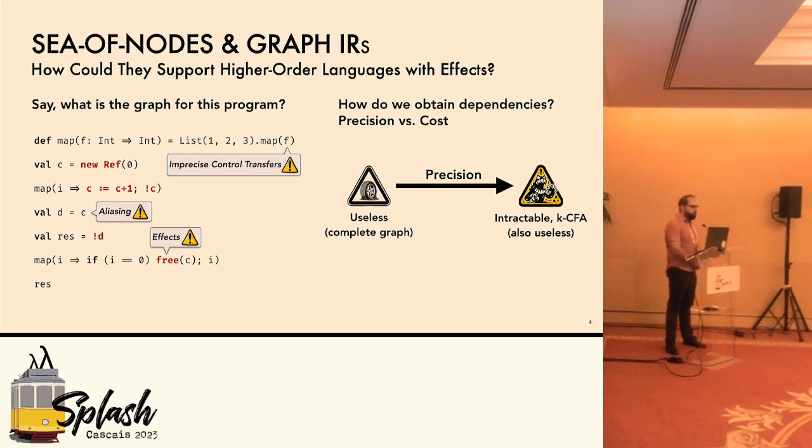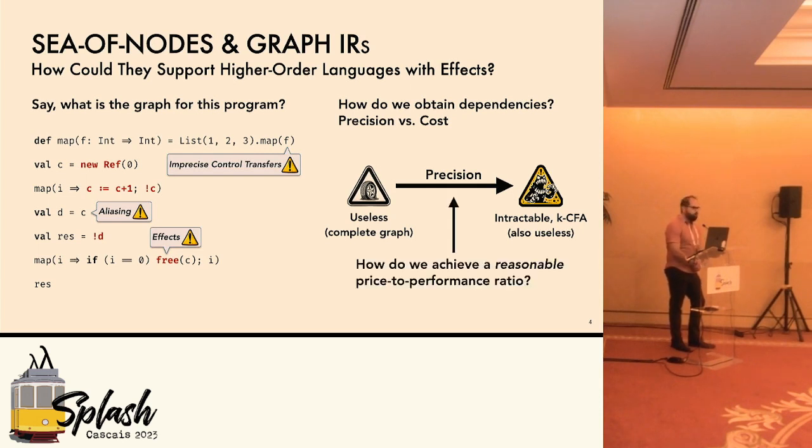So we could do the naive thing and have a complete graph, but then it's totally rigid, and we can't move the code around. So we want to have more precision, but then we run into the territory of costly flow analysis like k-CFA, and that gets quickly intractable. So we're kind of surrounded by uselessness, and we want to make this work in a useful manner so that we get dependencies which are good enough for aggressive optimizations, yet relatively inexpensive.